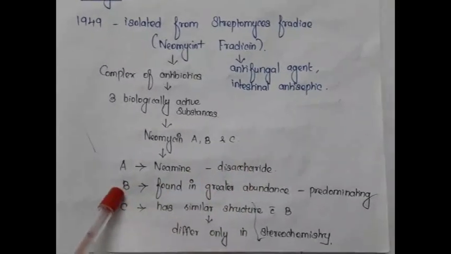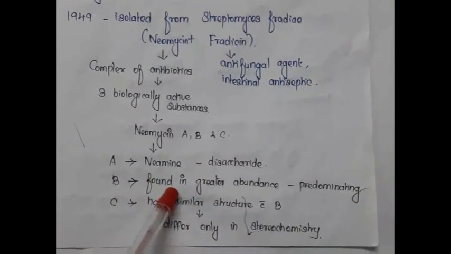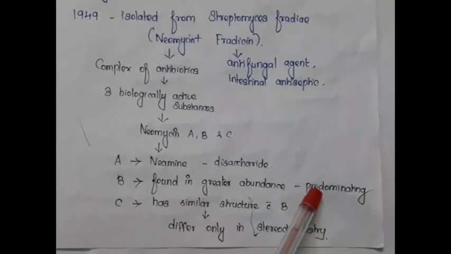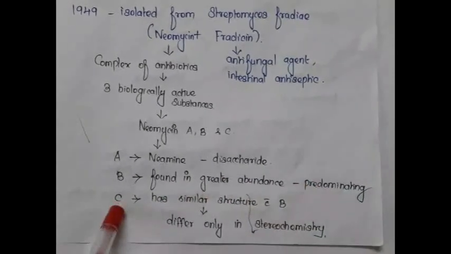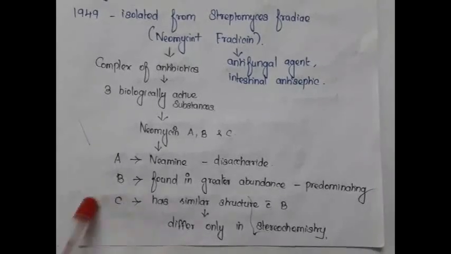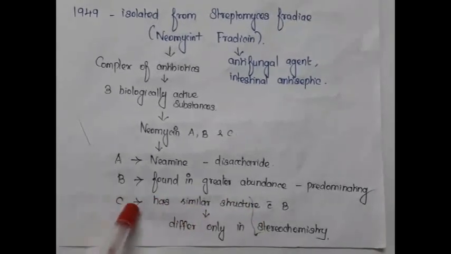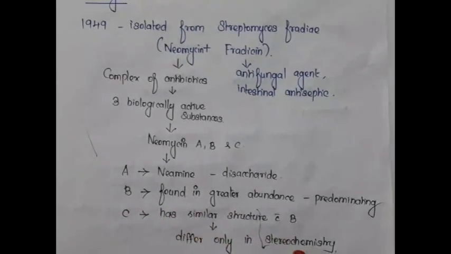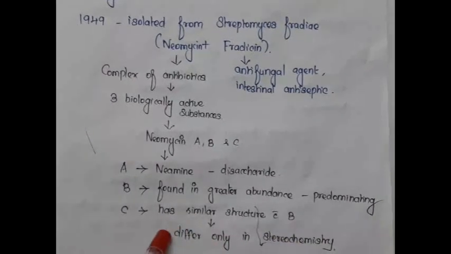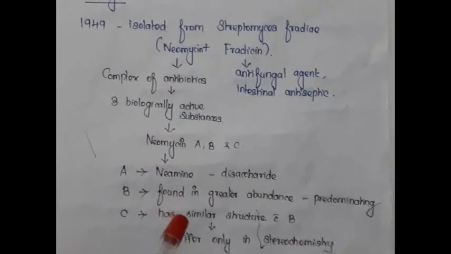And Neomycin B is found in greater abundance, and among the three, this is the predominating one. Neomycin B and C have similar structure. Both have the same structure, but they differ only in stereochemistry, that is, they differ only in orientation or configuration. Now we will see the structure of Neomycin B.